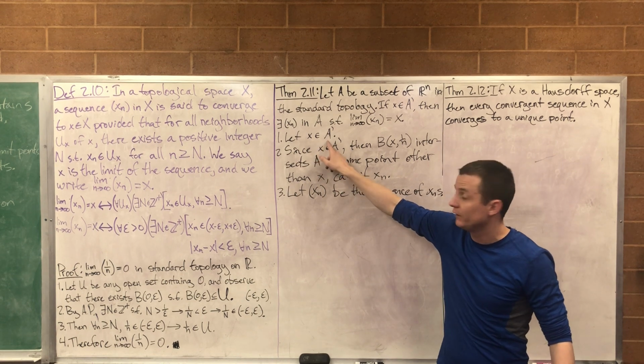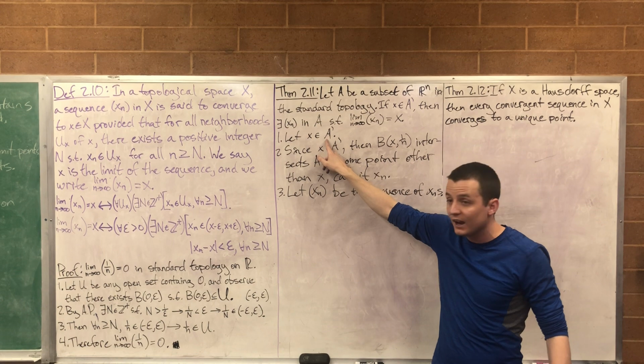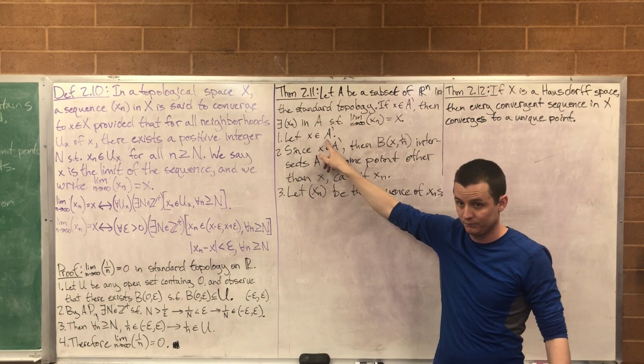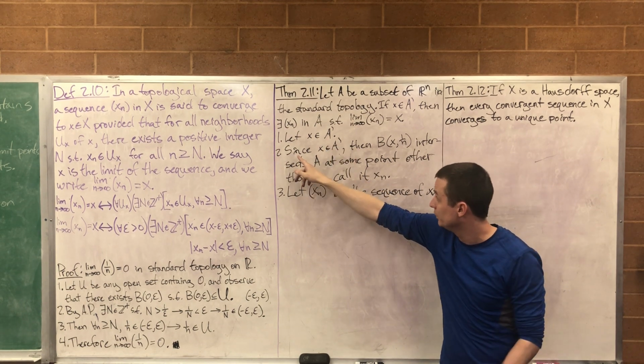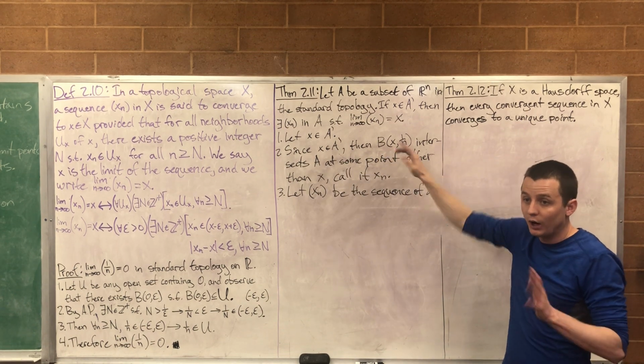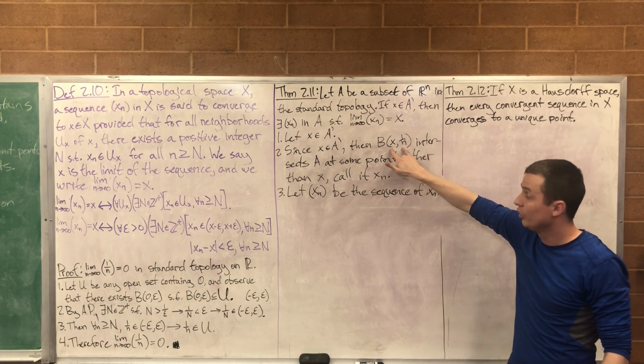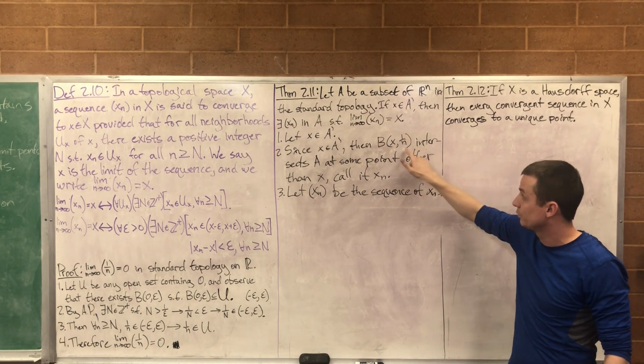X is a limit point of A means every open set containing x intersects A at a point other than x. Right? Now here's what I'm doing. I'm saying, look, I'm going to create a sequence here. So I'm going to look at a sequence of open balls. I'm going to look at the open balls centered at x with radius 1 over n.